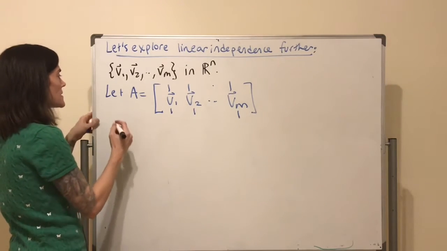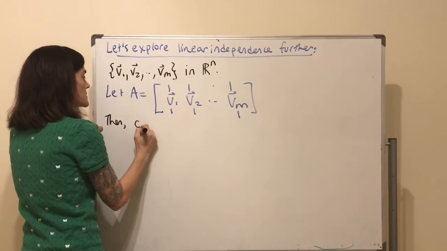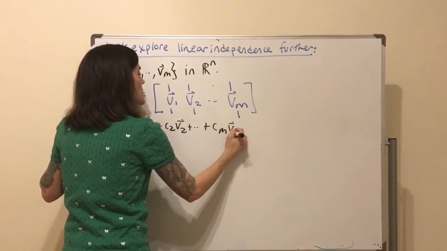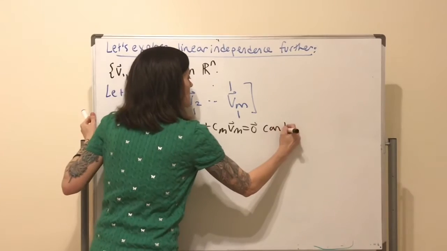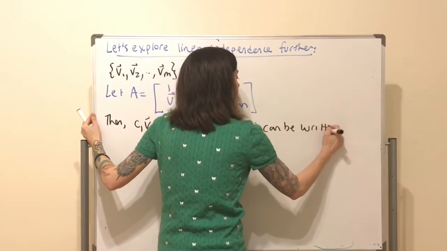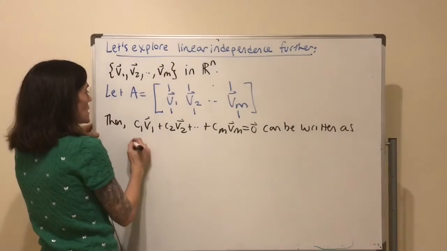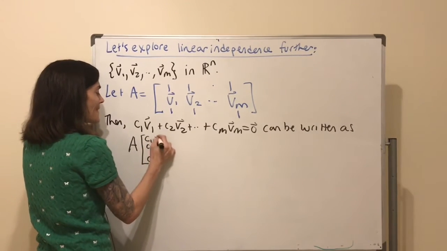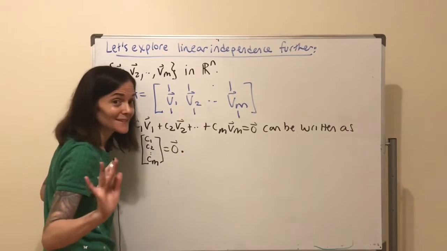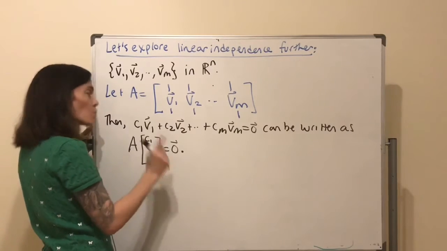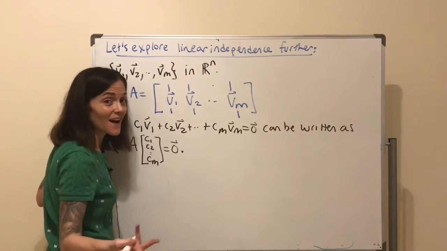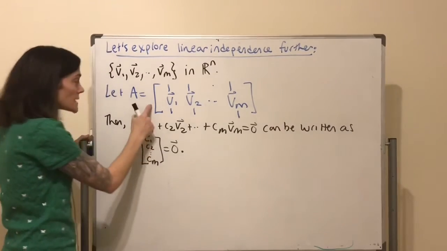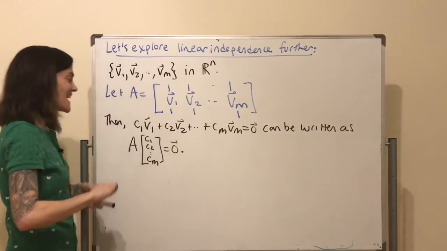Okay, well, then this c1 v1 plus c2 v2 out to cm vm equals 0 can be written as the matrix times this vector of coefficients, and this would equal the 0 vector, right? Because look, what is A times this? Well, A times a vector is a linear combination of columns, so it will be c1 v1 plus c2 v2 all the way out to cm vm.